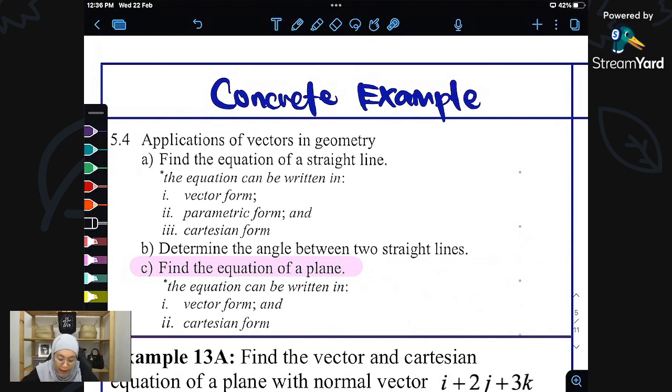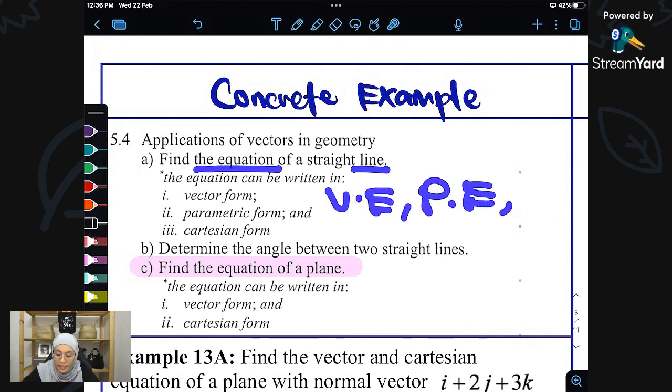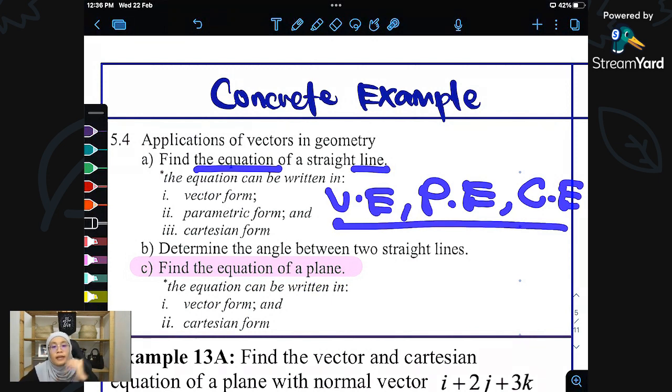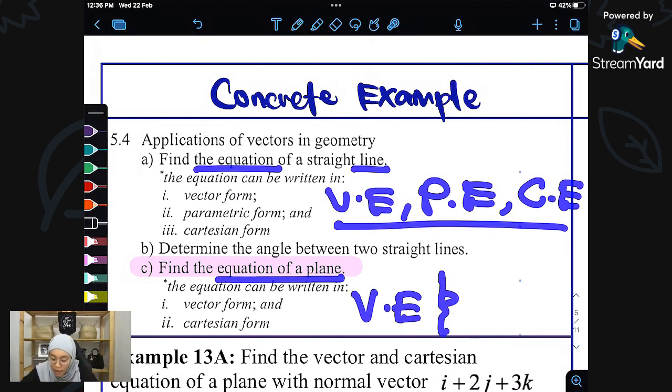If you look back, you recall balik equation of line, dia ada VE, dia ada PE dan dia ada CE. Dia ada everything lah, senang cerita, untuk equation of line sahaja. Tetapi equation of plane hanya mempunyai vector equation dan juga Cartesian equation. So this is the first thing that you must remember. Perbezaan yang ketara pada equation of line and equation of plane.